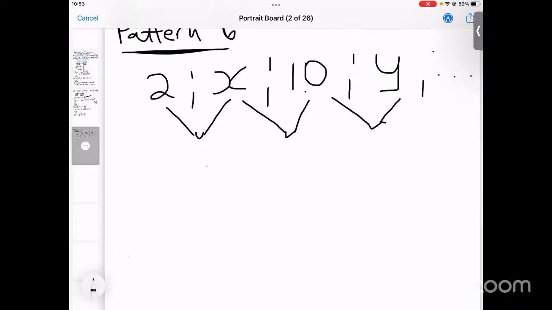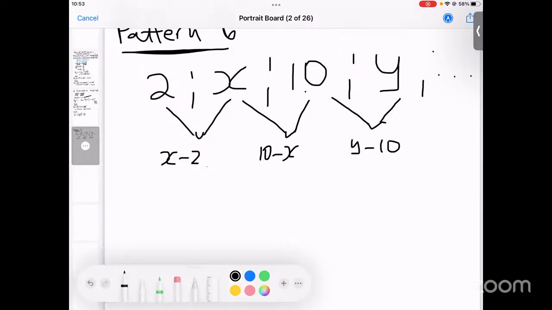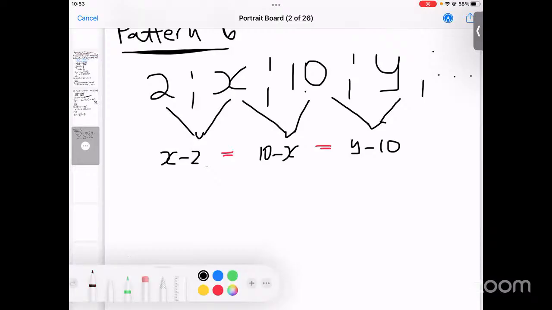If it is given to you like that, you will still have to say x minus 2 must be the same as 10 minus x, and also it must be the same as y minus 10. Here, I'm just giving you an example, honorable member. So what you know is that this thing is equal to that, and also this is equal to that. So why not solve it simultaneously: this and that I will equate and find the x value.